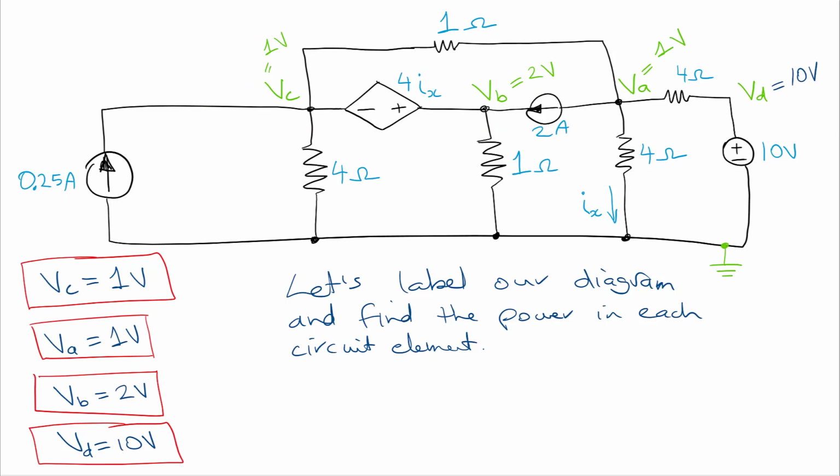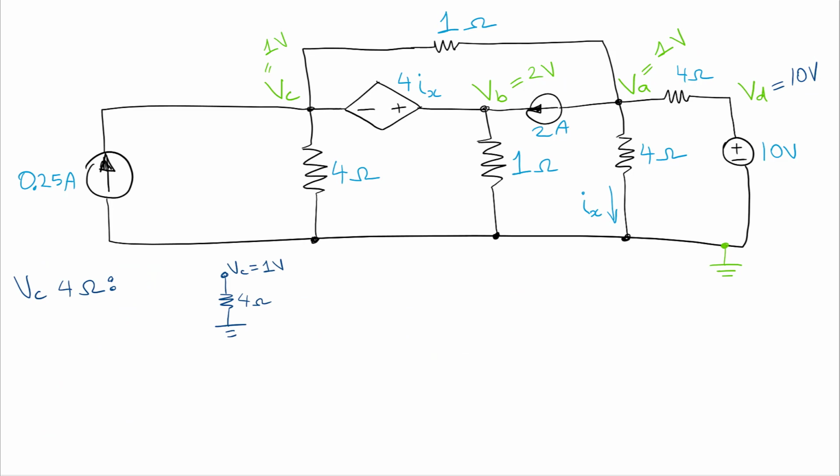All I'm doing here is writing that VC is equal to 1 volt, VB is equal to 2 volts, VA is equal to 1 volt, and we knew that VD is equal to 10 volts. Now we're going to use this to calculate the powers. Let's start with the 4 ohm resistor associated with VC. That's the one we're looking at, and I've drawn the circuit over here to make it more visible.